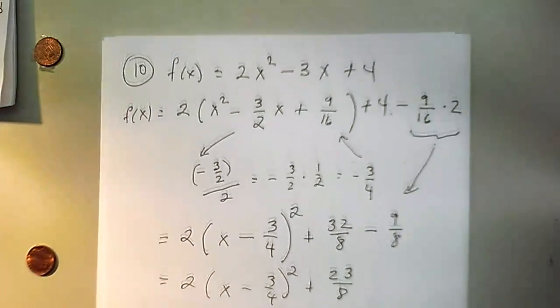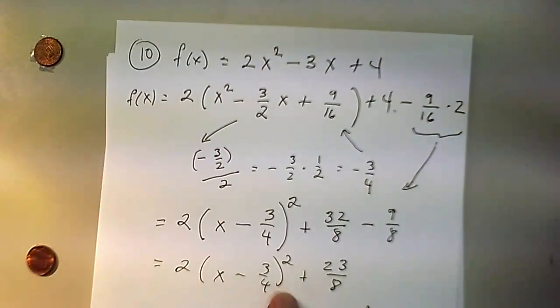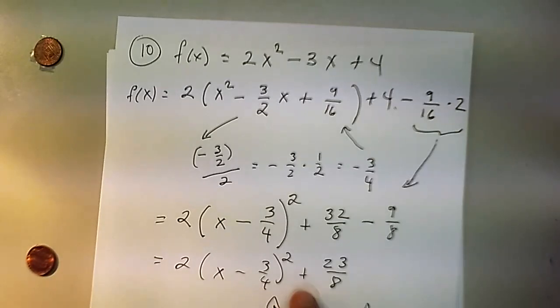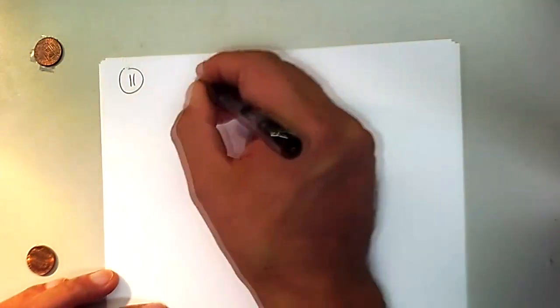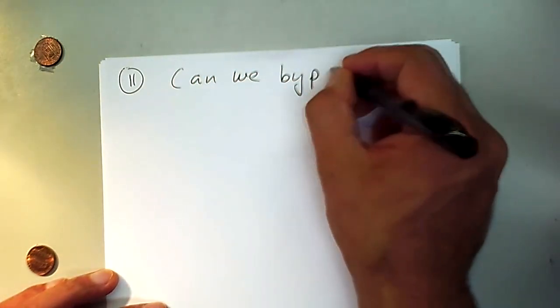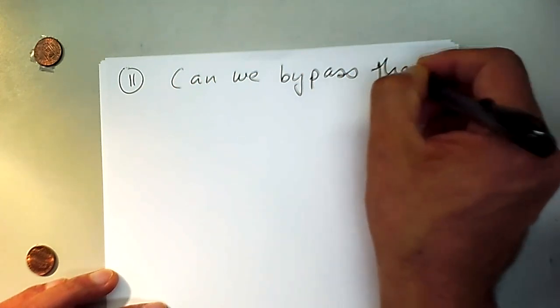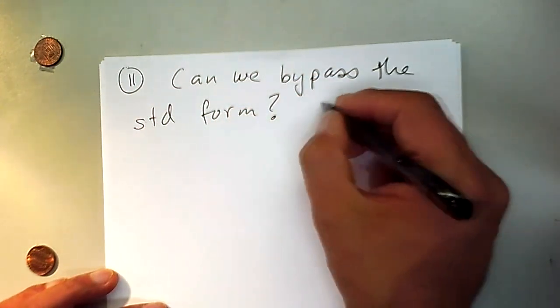There is an alternative to finding the vertex. You don't have to put the equation into standard form. We will have to put the function in standard form. Can we bypass the standard form? So that is a question here. So can we bypass the standard form? And the answer is yes.